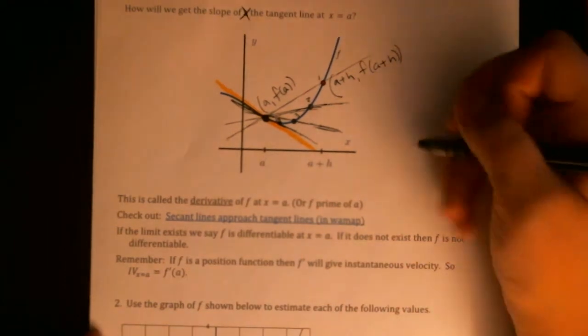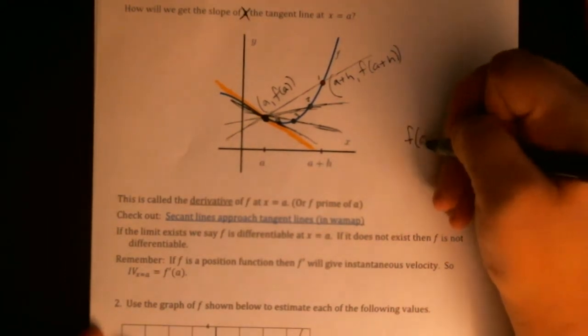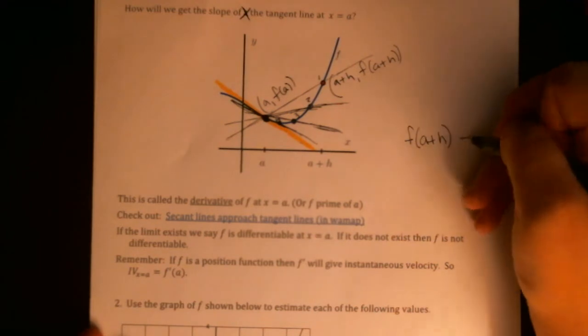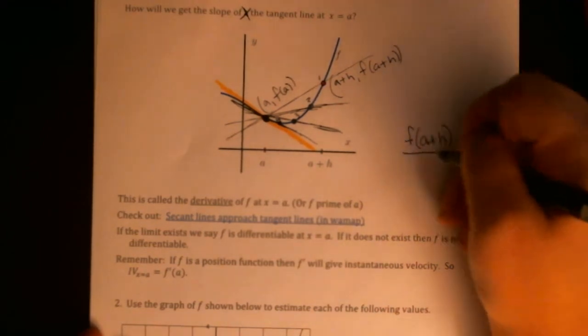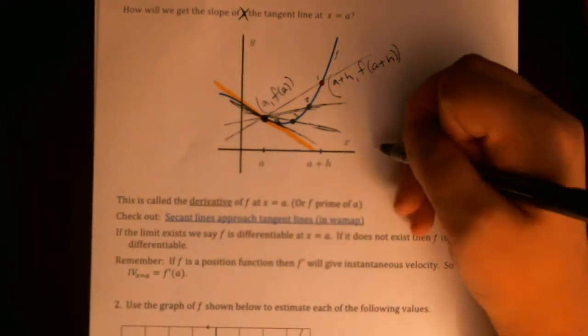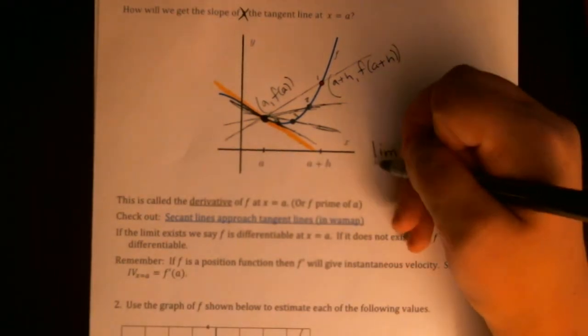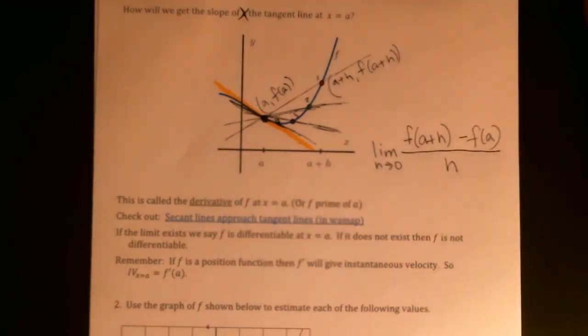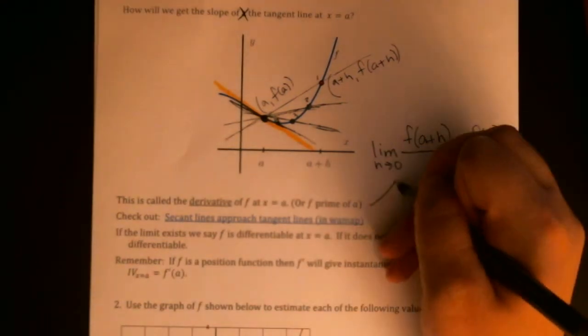So basically, we want to take the slope of a secant line, which is f of a plus h, minus f of a all over h, and we want to keep a the same. A is the point we're interested in. We want to let h get smaller and smaller and smaller. The way that we say that is with a limit. So we want the limit as h approaches 0 of f of a plus h minus f of a all over h. So this thing is called the derivative of f at x equals a.